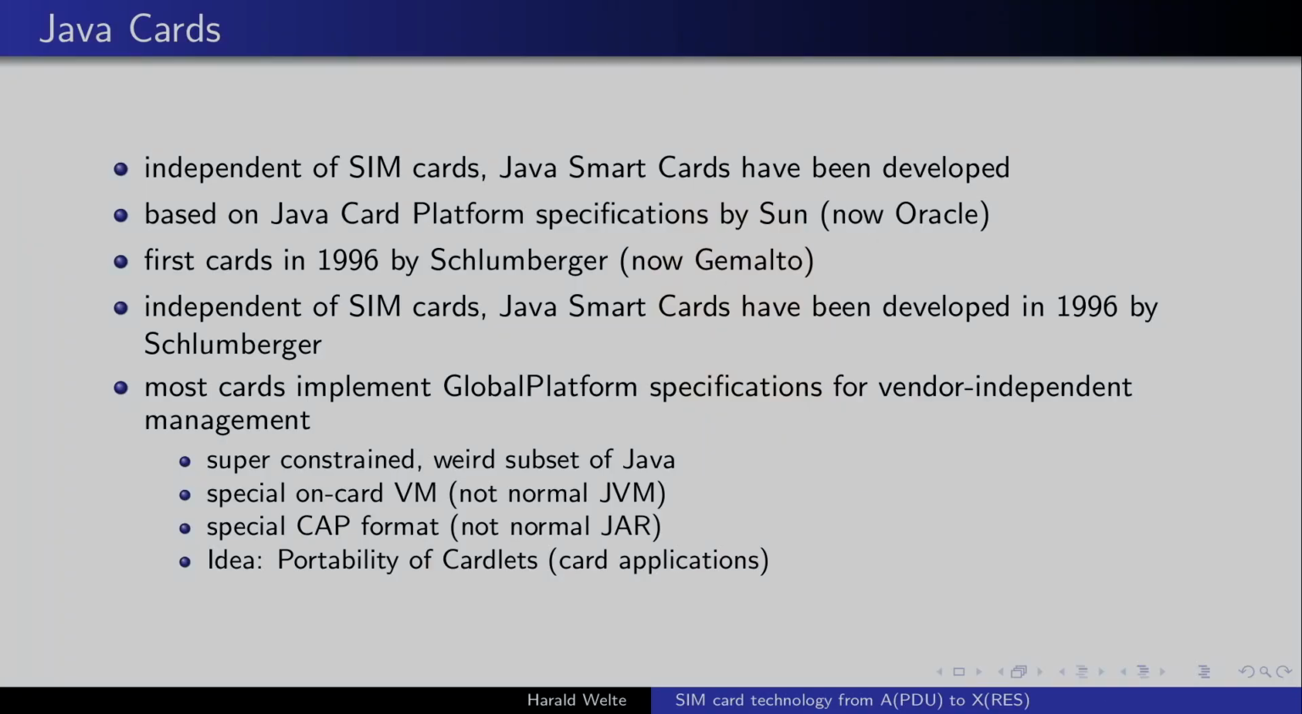The Java cards themselves have been independently developed of SIM cards. Of course, Java is a Sun technology, so Sun is behind that. And the first actual cards were produced in '96, so much later than SIM cards came out, by Schlumberger, which is now part of Gemalto.